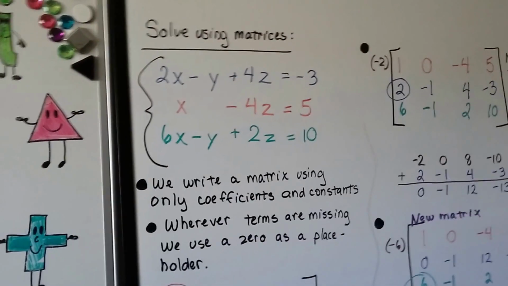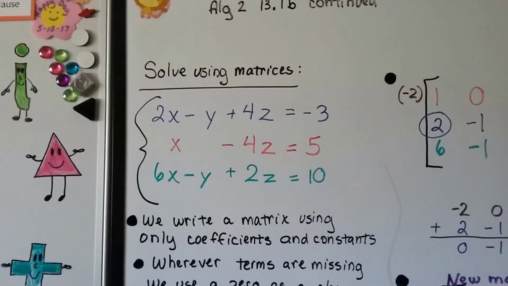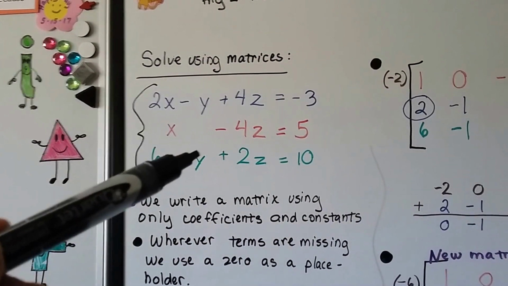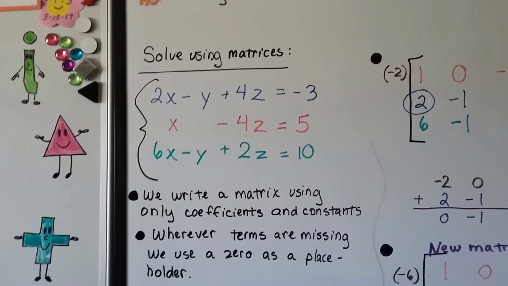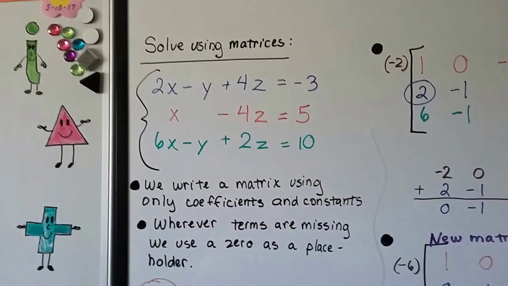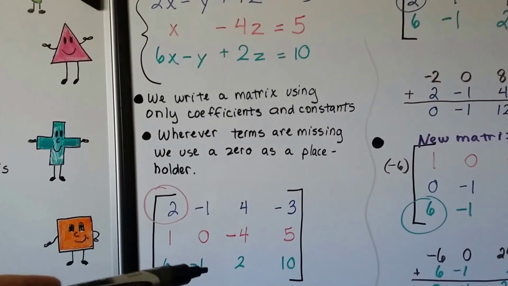So now, let's try it with 3 equations. We have a system of 3 equations. We can use matrices. So we write the matrix using only the coefficients and the constants. So we get rid of the x, the y, and the z. And wherever the terms are missing, like right here for the y, we put a 0 as a placeholder. So this is the matrix that we get.